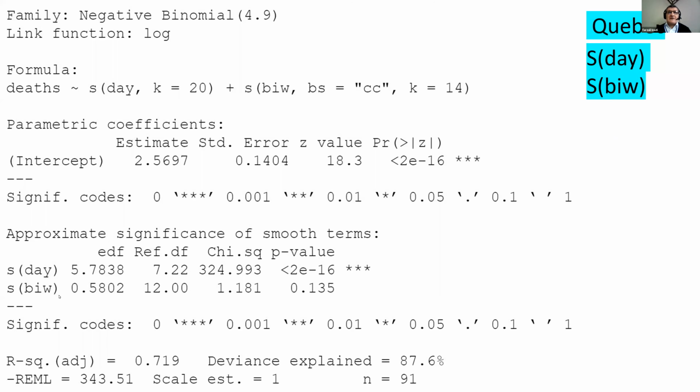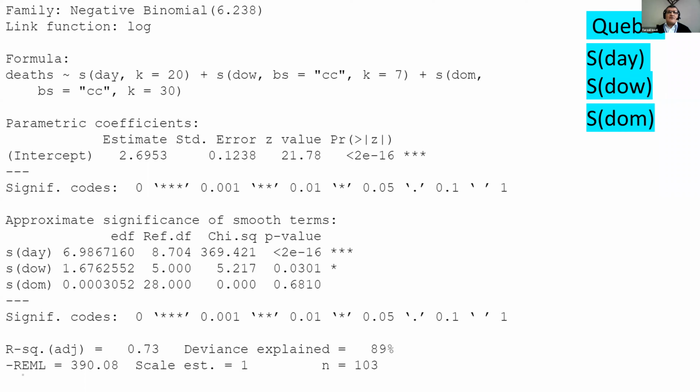This is for the Quebec case, day and biweek. Again, the intercept is statistically significant, and day is statistically significant, but for biweekly we don't have significance. And again, this R squared is 71%, and again the scale estimate is 1.